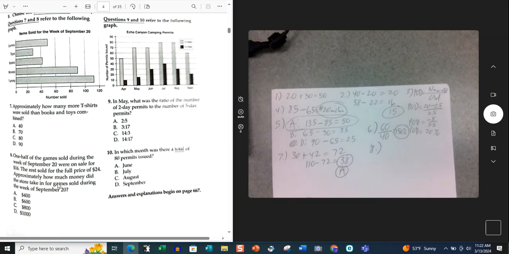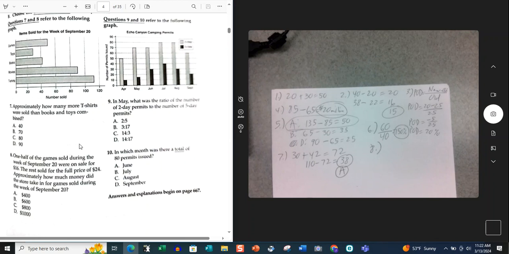Now number 8, it says 1/2 of the games sold during the week of September 20th were on sale for $16. The rest sold for the full price of $24. Approximately how much money did the store take in for games sold during the week of September 20th?